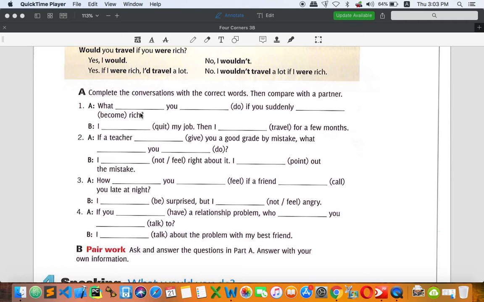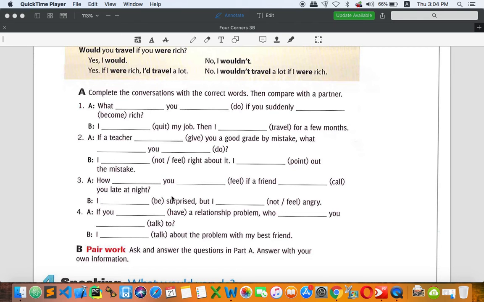And then B: I would quit my job, then I would travel for a few months. Okay, and number two: if a teacher gave you, so give we change to gave, if a teacher gave you a good grade by mistake, what would you do? The answer: I wouldn't feel right about it. And then I would point out the mistake, so you are honest.